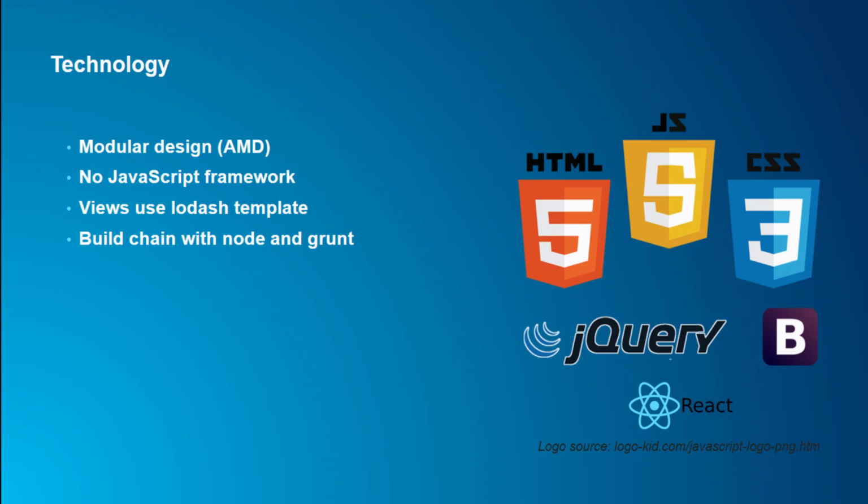For some of our apps, we use Lodash for our views to do templating, basically to inject our markup. It's a little bit more efficient way of doing that. And then finally, to get our deployment or production-ready code, we use a build chain that uses Node and Grunt.